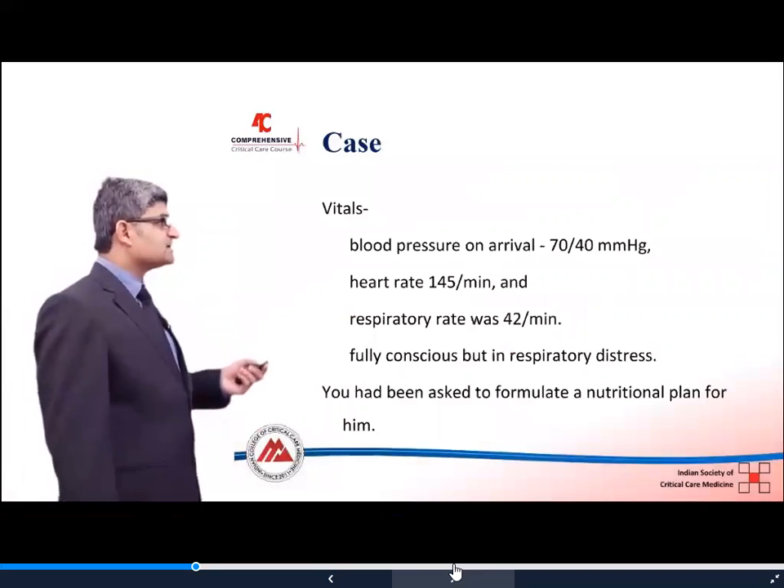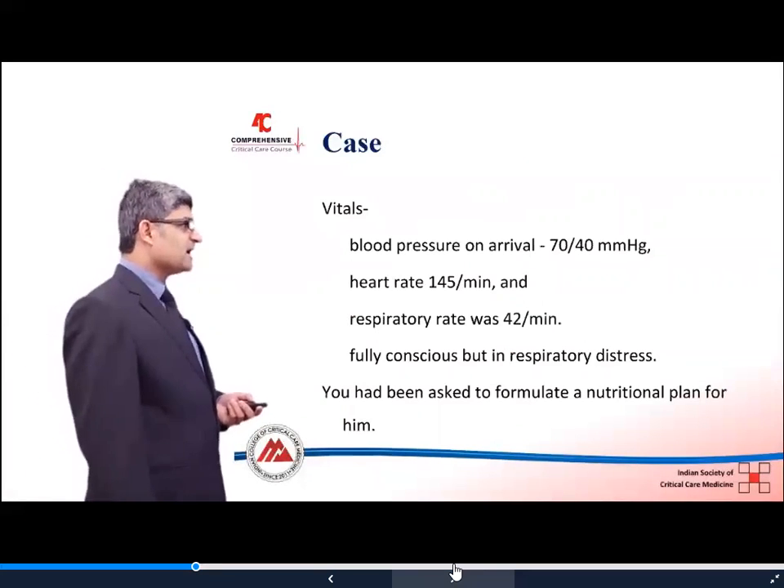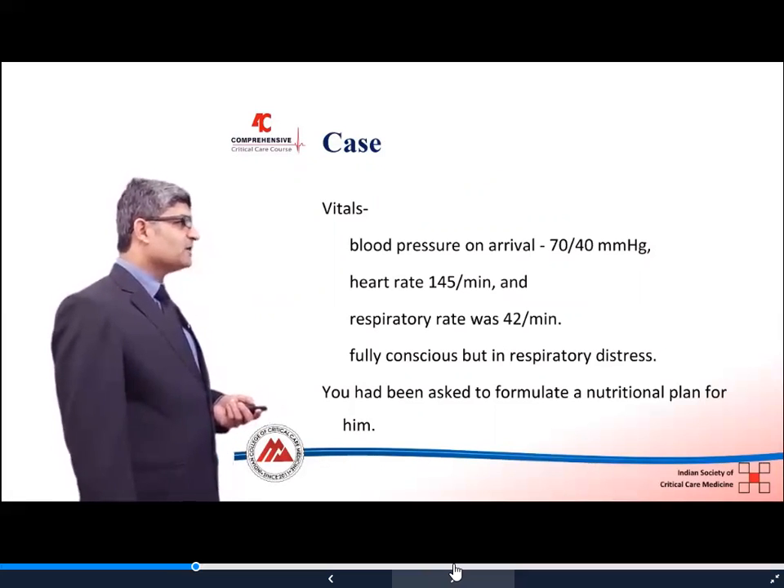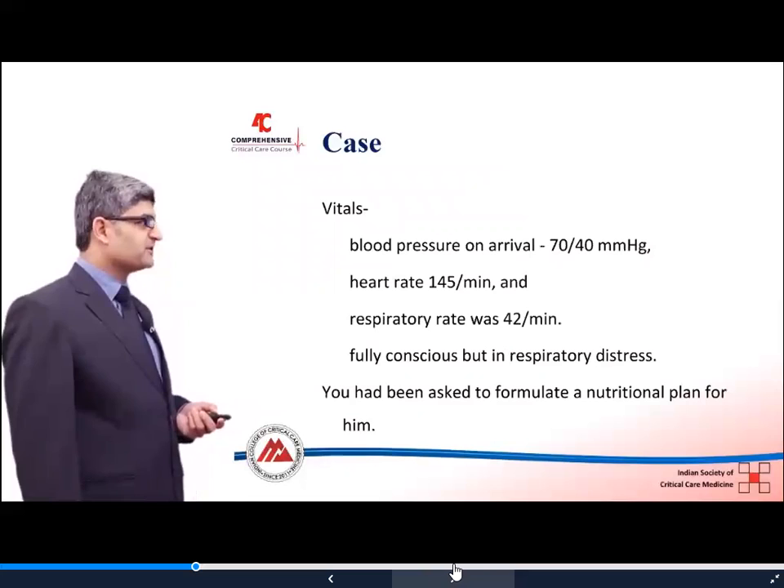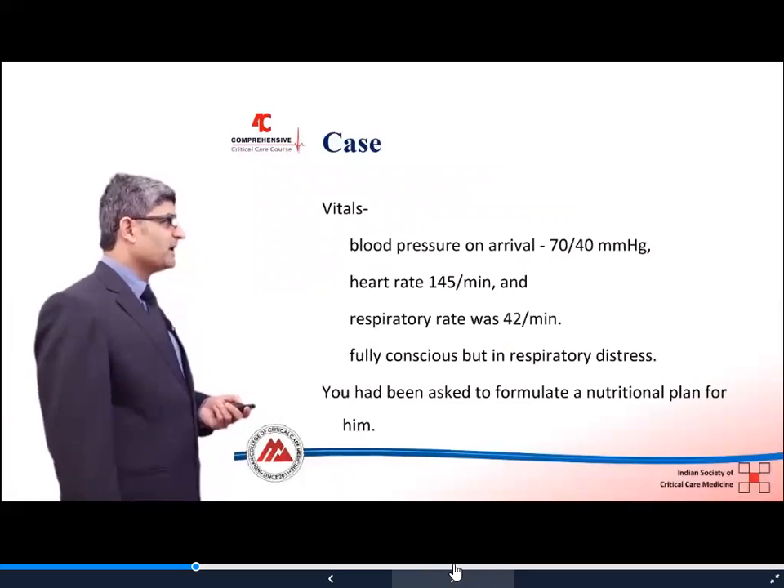The vitals, as you can see on the slide here, he is in shock with a BP of 70 systolic. He is tachycardic with a pulse of 145. The respiratory rate is 42. He is semiconscious, but he is in respiratory distress. And as an intensivist, we have been asked to formulate a nutritional plan for him.